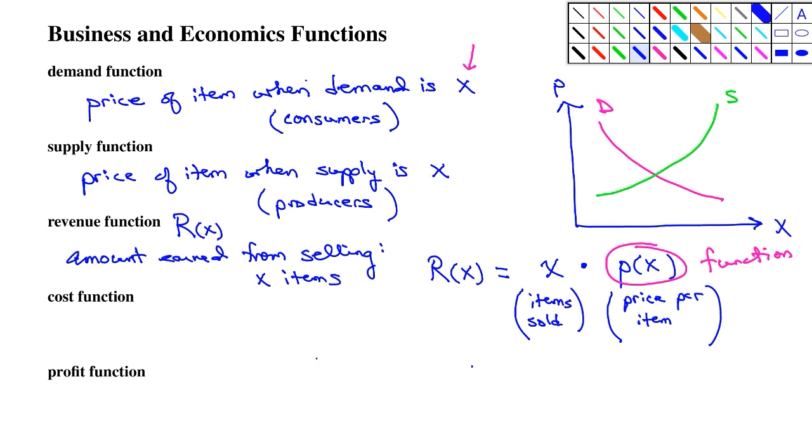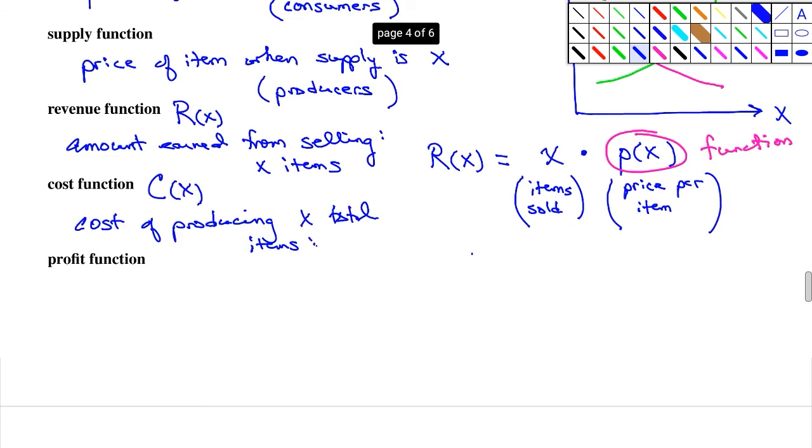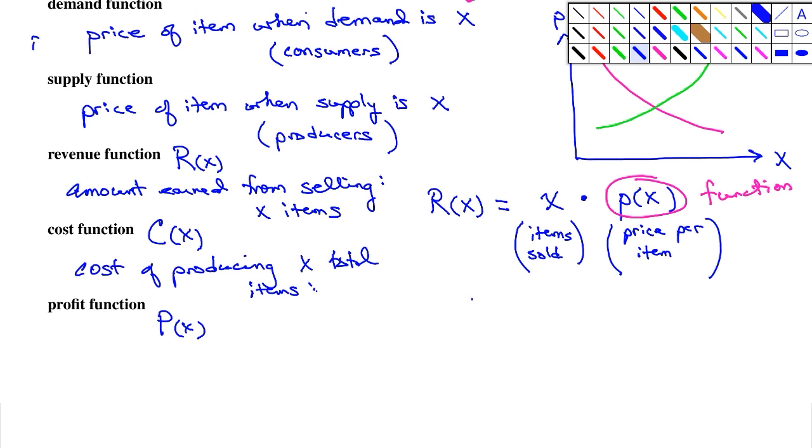All right. The cost function, represented by capital C of X, is the cost of producing X total items. It's the producers that are doing that. And the profit function is big P of X. Now I emphasize that this is a big P of X because there is a little p of X that we use with the supply and demand curve. So these are little p's. So just be careful that you understand the difference between those.